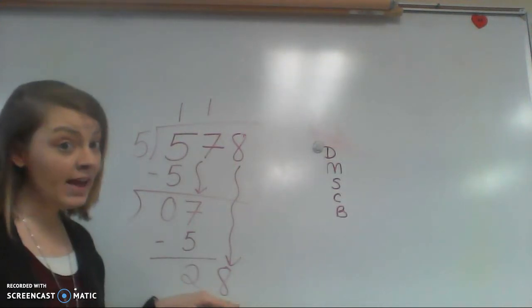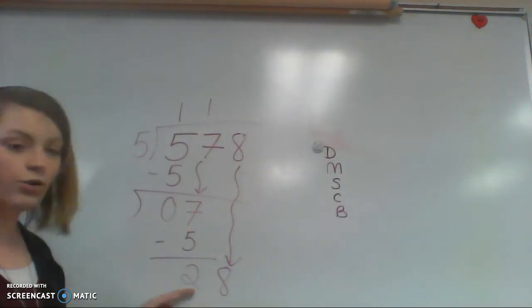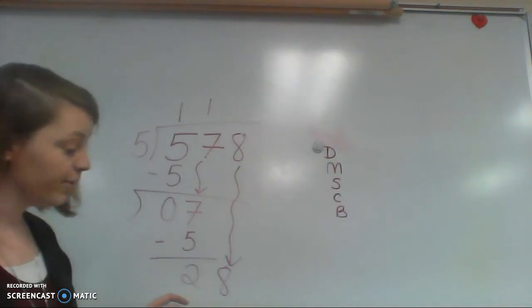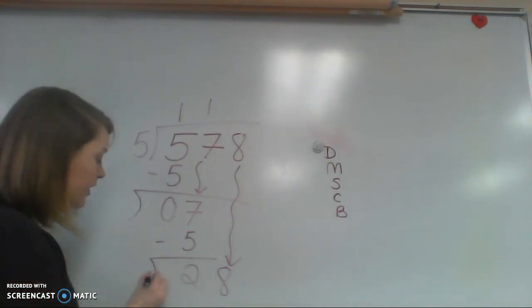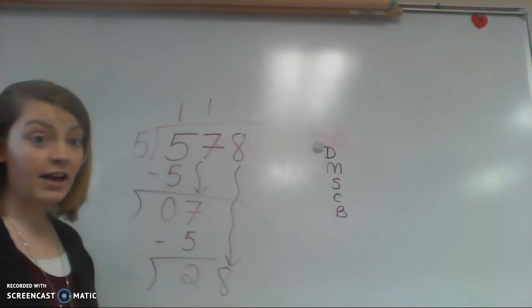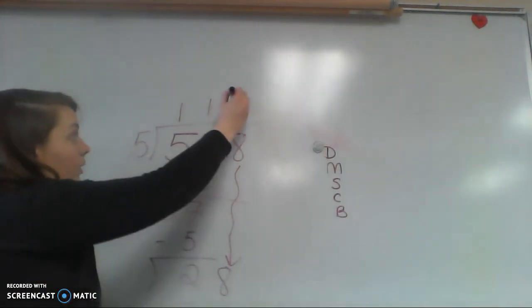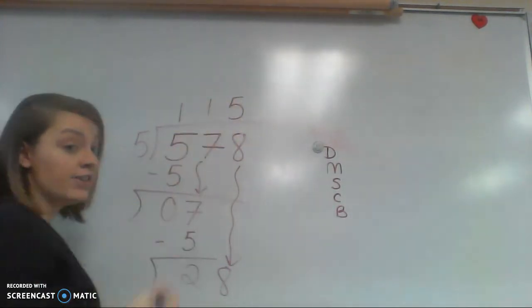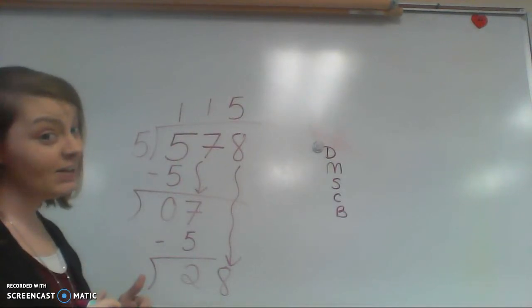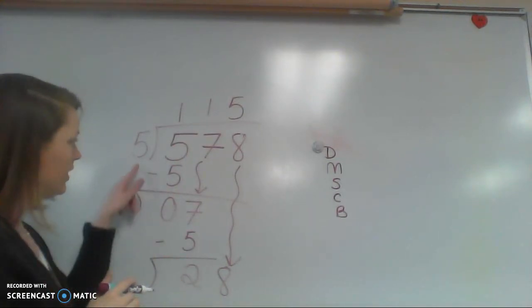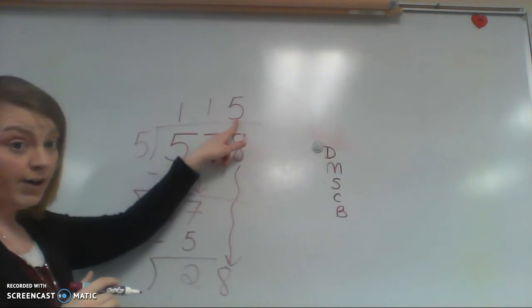Now, this number is 28. It's not just 8. You can't ignore those leftovers there. That's part of the number. So now I'm going to start all over again. 28 divided by 5 is what? Well, 5 can go into 28 5 times without going over. It's not going to be an even amount again. Okay, so 28 divided by 5 is going to be 5.